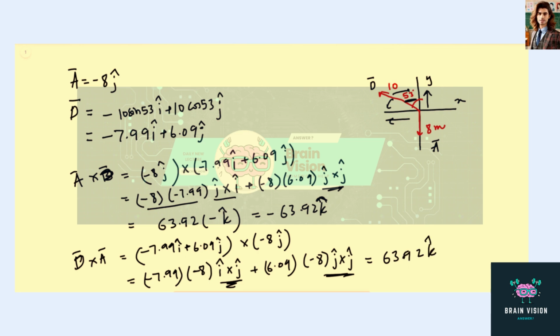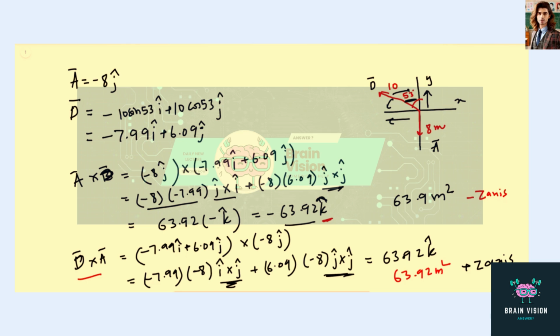Hence, A cross D has a magnitude of 63.92 meters squared, which is 63.9 meters squared if we round it down, and has a direction along the minus z-axis, the negative z-axis. Whereas D cross A has the same magnitude, 63.92 meters squared, but has the direction along the plus z-axis.